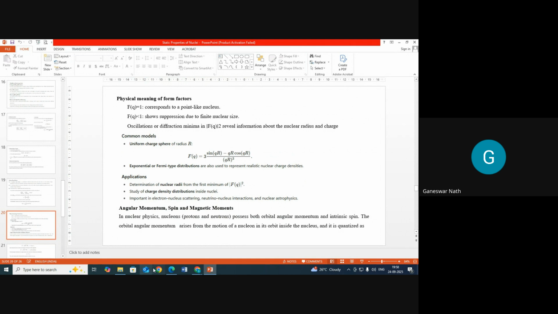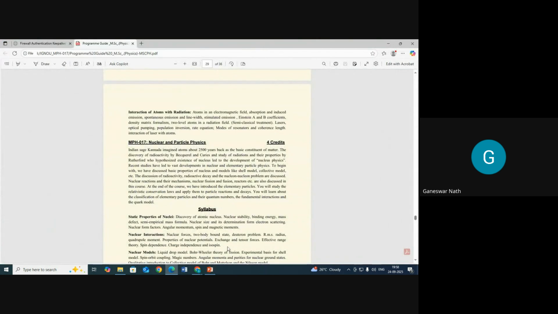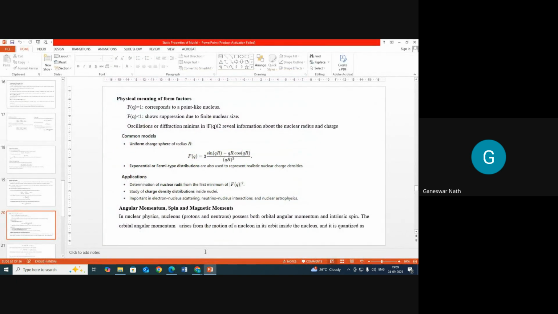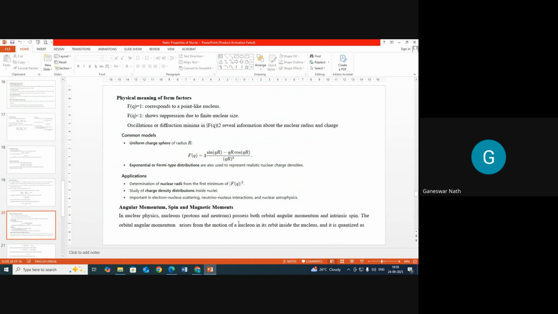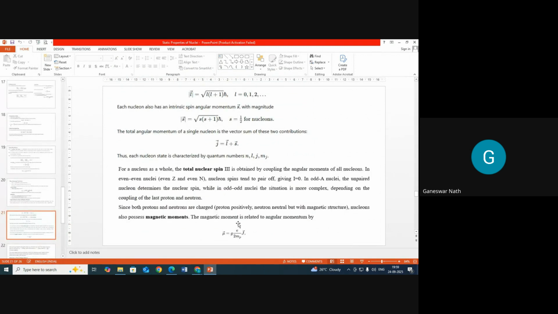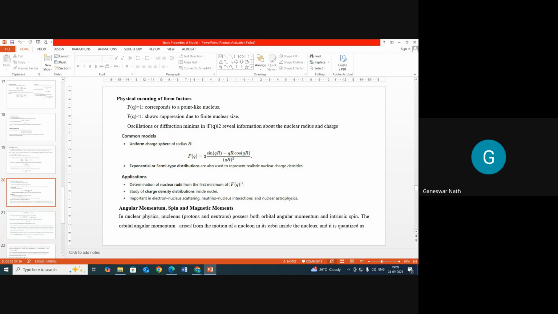Now I am coming to the last part of the first module, that is angular momentum, spin and magnetic moment. These three terms in nuclear physics play an important role in describing the characteristics, or the features, of a nucleus.